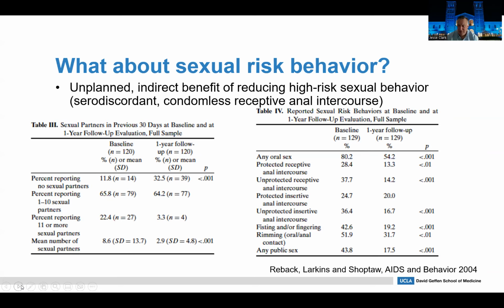So there's lower frequency of oral sex, anal sex with a condom, both insertive and receptive, as well as condomless anal intercourse, and other acts like fisting, rimming, and public sex, which likely increase risk of HIV acquisition and transmission. Next slide.